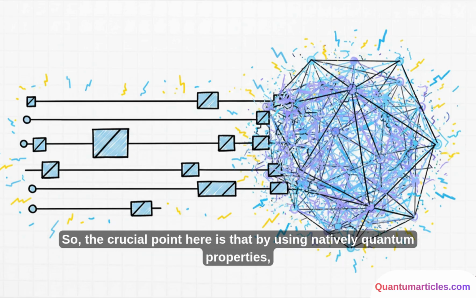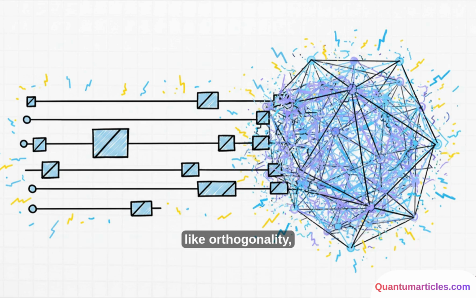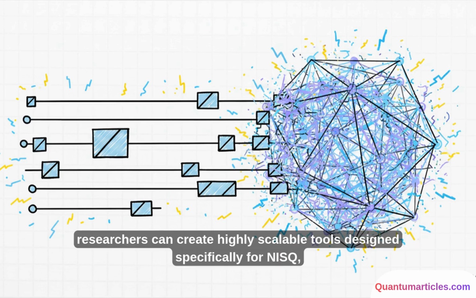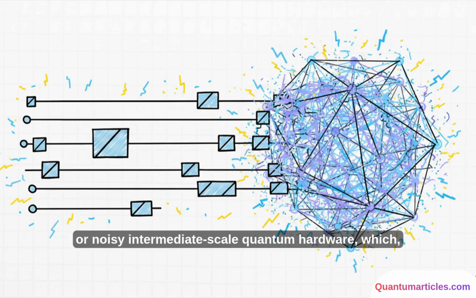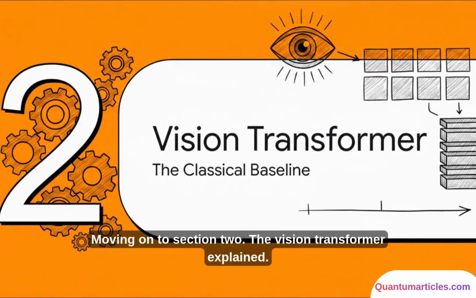So the crucial point here is that by using natively quantum properties, like orthogonality, researchers can create highly scalable tools designed specifically for NISQ, or noisy intermediate-scale quantum hardware, which, of course, is the hardware we're working with today. Moving on to Section 2.